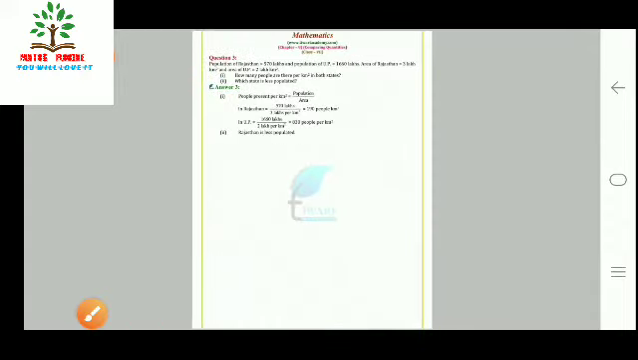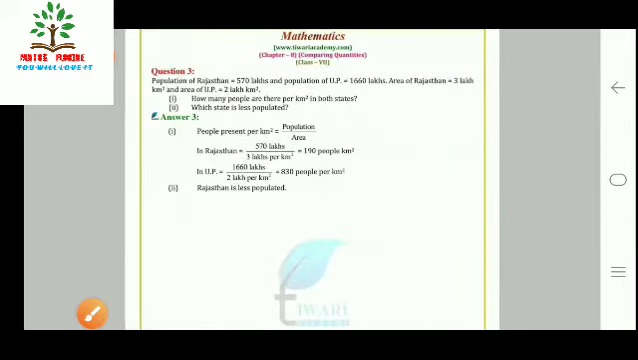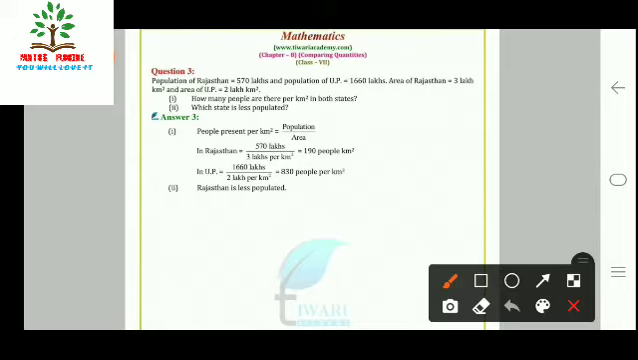Okay, then moving toward the third question, that is the last question of this exercise. So we can see here, the population of Rajasthan is given 570 lakhs and the population of UP is given 1660 lakhs. Now area of Rajasthan is 3 lakh kilometer square and that of UP is 2 lakh kilometer square. So how many people are there per kilometer square in both states? Means we are finding the population density. So people present per kilometer means the population upon the area.